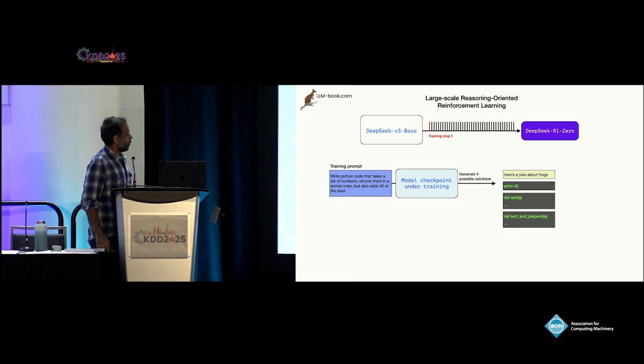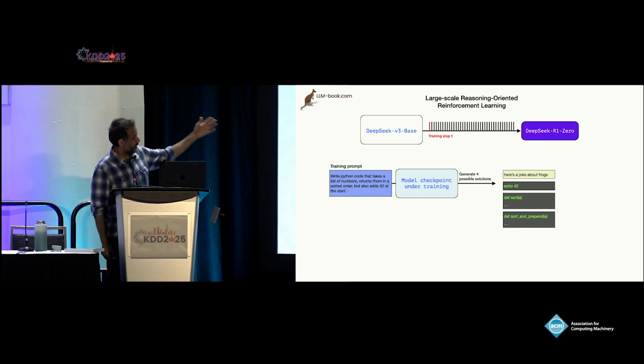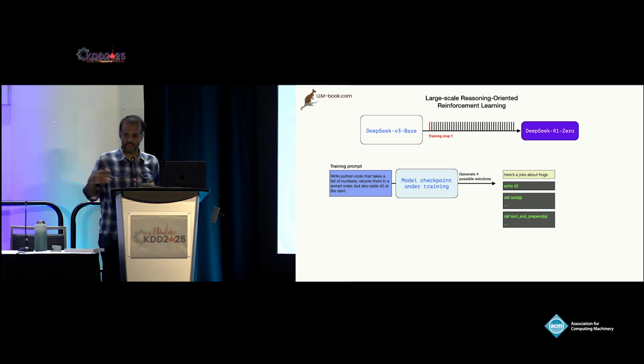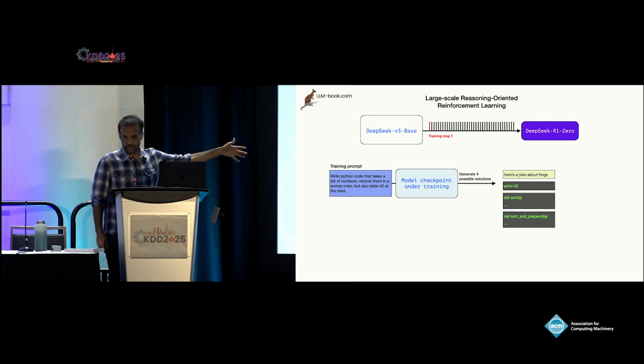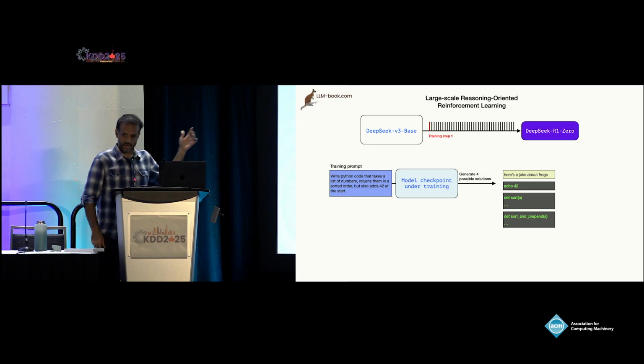So what happens in each training step? Let's take an example. The training prompt, which is part of our training data, is a request to write Python code that takes a list of numbers and returns them in sorted order. Just think of a LeetCode competitive coding problem. You take the checkpoint of the model you're currently training and ask it to generate 4 different answers. You increase the temperature a little bit so you get some variety in the answers. It will generate these 4 or 8 answers, and then you can go and verify them.